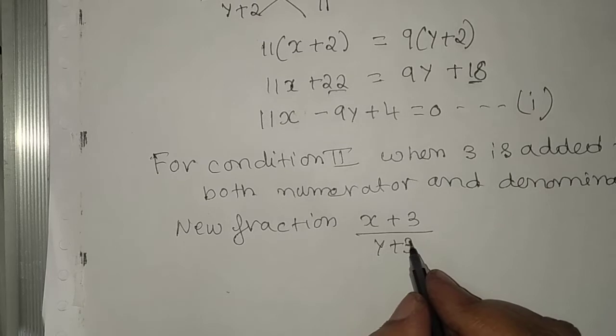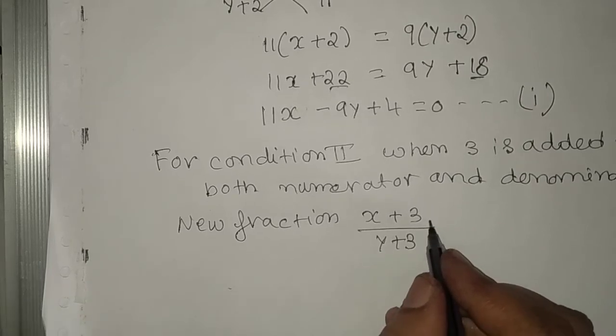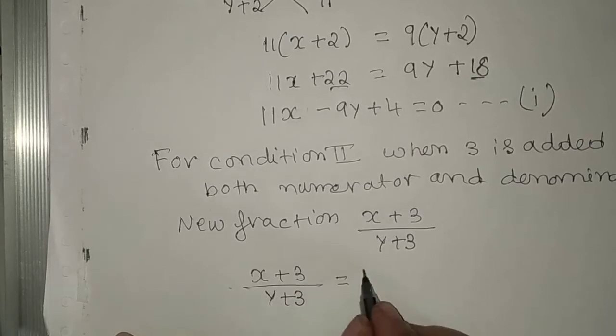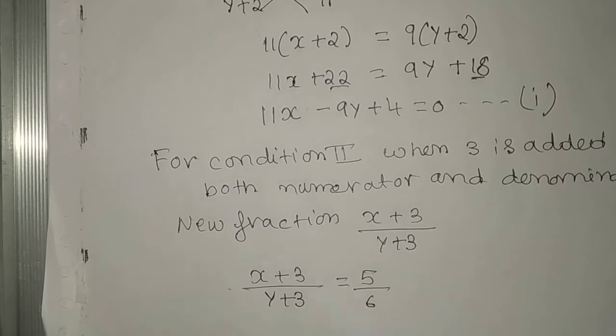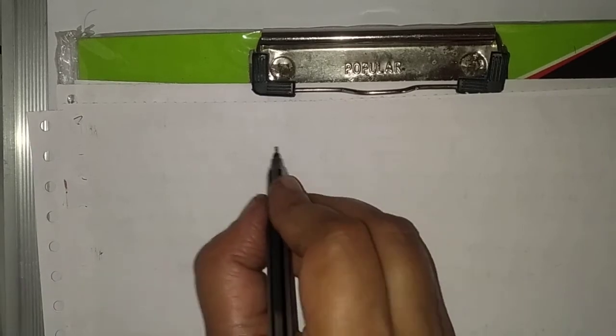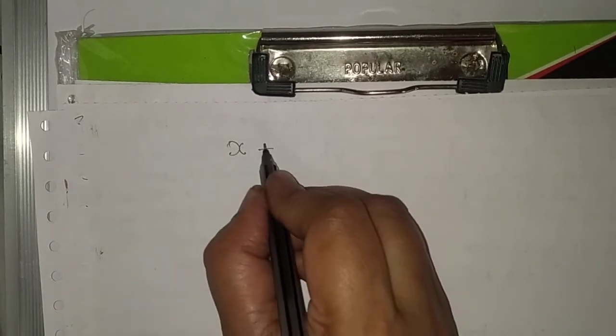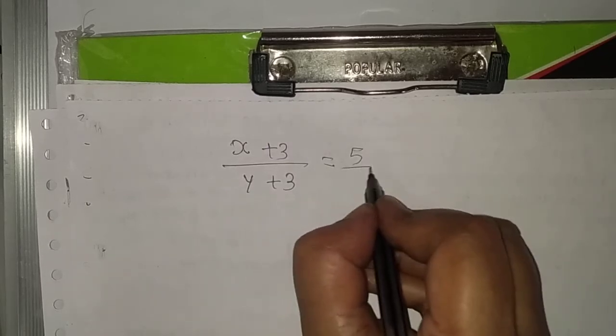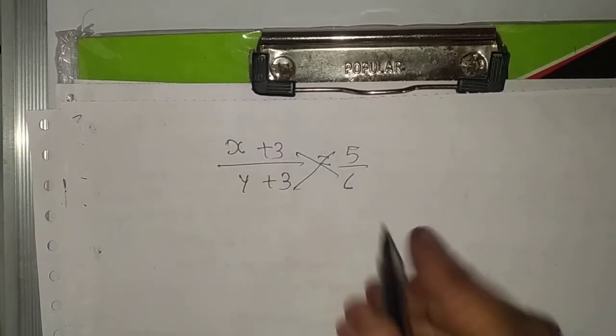So next what we have to give? Now we have to equate this one to the fraction they have given in the problem, which is equal to 5 by 6. So we will continue this. I'll write once again, that is x plus 3 by y plus 3 equating to 5 by 6. Now we have to cross multiply this.